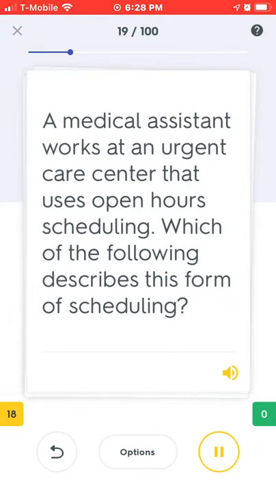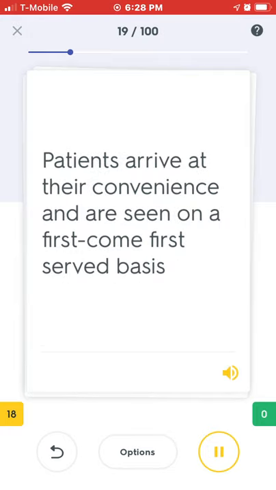A medical assistant works at an urgent care center that uses open hours scheduling. Which of the following describes this form of scheduling? Patients arrive at their convenience and are seen on a first-come, first-served basis.